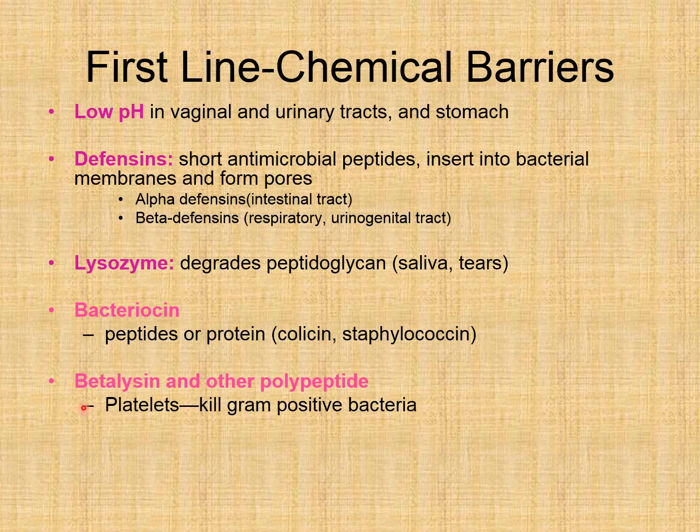Another type of chemical barrier is beta lysins. These are produced by the platelets during coagulation and are basically proteins, and they cause lysis of gram-positive bacteria by acting as a cationic detergent.